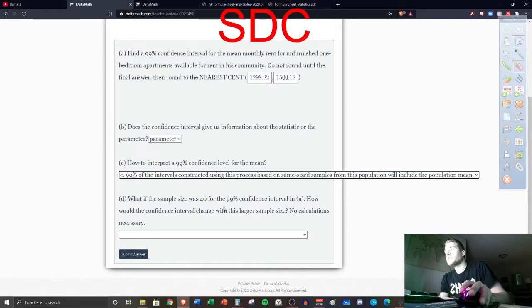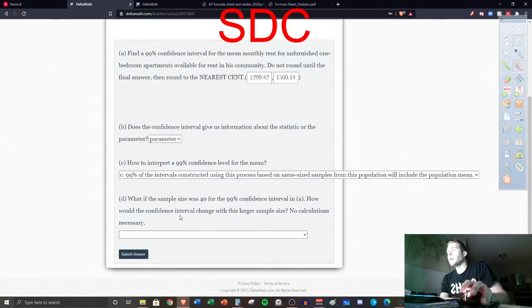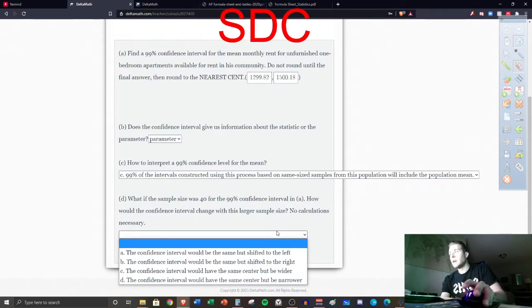Next, what if the sample size was 40 for the 99% confidence interval? So it was 32. What if it was 40? How would the confidence interval change with this larger sample size? So I believe we listed out properties and we said, okay, how does increasing or decreasing sample size affect your interval, right? And that was on worksheet 1. We talked about the changing of the different parts of your equation. That was also on worksheet 2. So every worksheet has been asking these questions, and it's very important that you understand how these are changed by sample size. So when we increase sample size, what ends up happening?